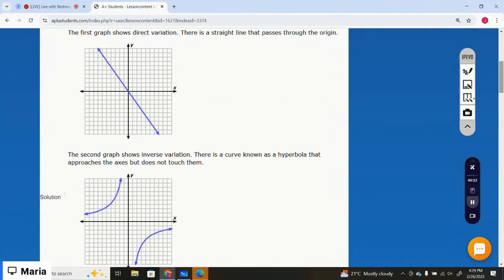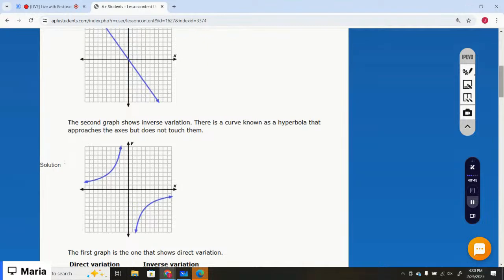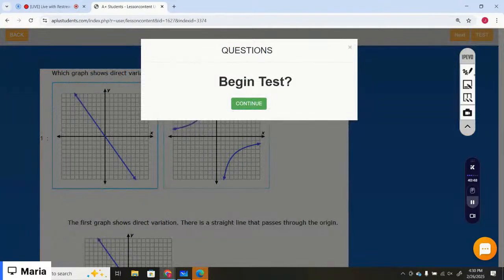The second graph shows inverse variation. There is a curve known as a hyperbola that approaches both the x and y axes but does not touch them. That is the inverse variation. Let's just start with the test questions.